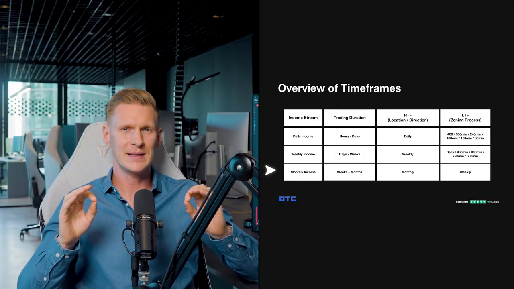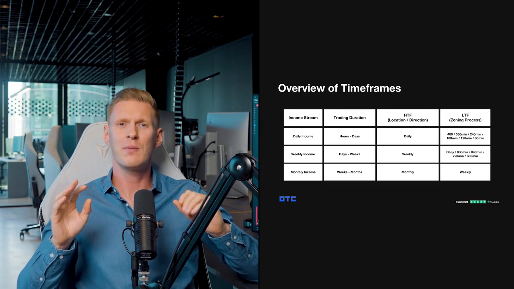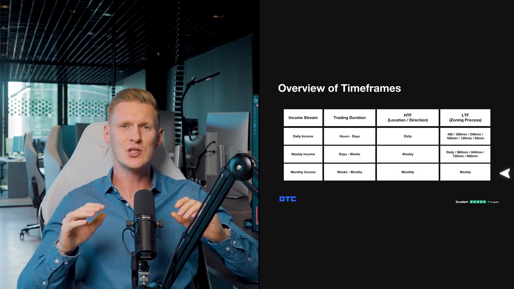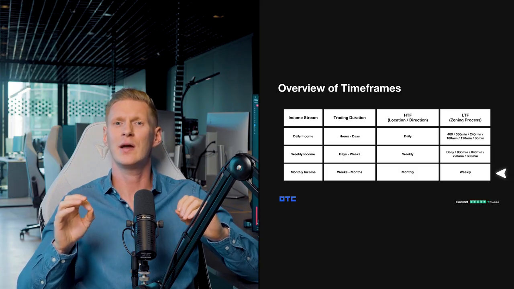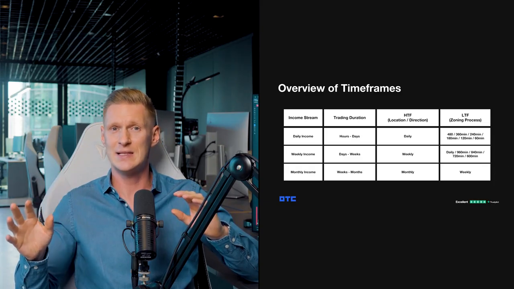For monthly income, the monthly chart itself is our higher time frame, offering the most comprehensive outlook on market direction. The weekly chart serves as a lower time frame in this setup, even if you are not actively trading monthly income strategies. Paying attention to the monthly time frame is essential since it reveals a larger directional flow of the market.